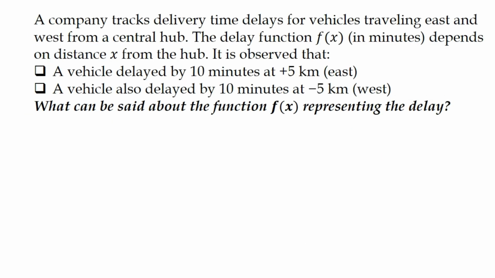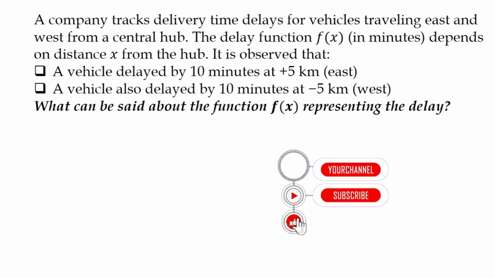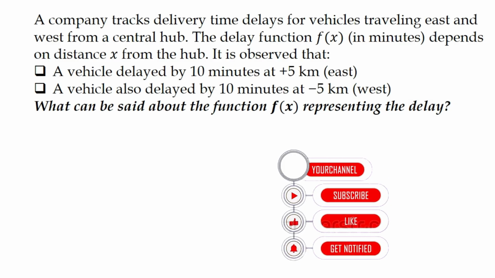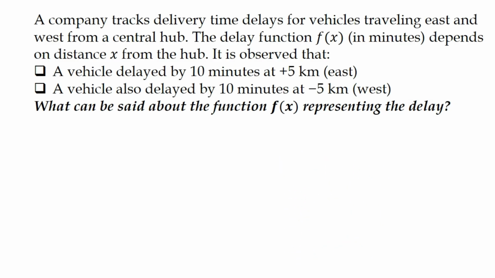A company tracks delivery time delays for vehicles traveling east and west from a central hub. The delay function, f of x in minutes, depends on distance x from the hub. It is observed that a vehicle delayed by 10 minutes at +5 km east is also delayed by 10 minutes at -5 km west. What can be said about the function f of x representing the delay? This means the function gives the same output for equal distances in opposite directions, suggesting it is an even function.